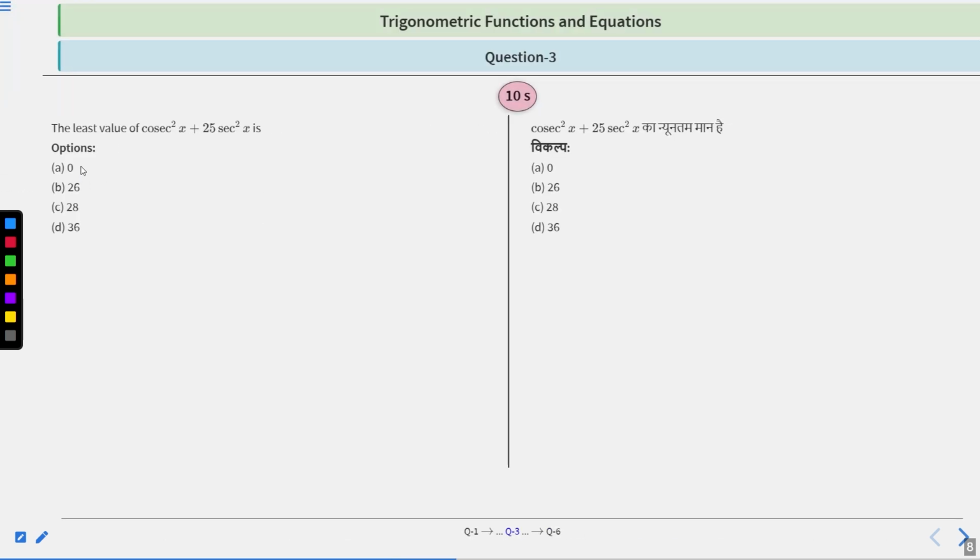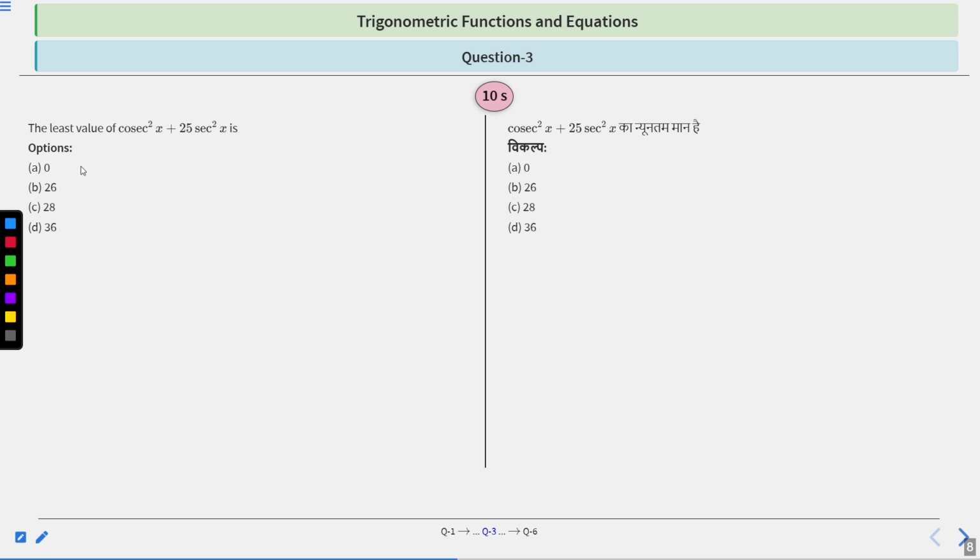Now let's move to the next question, question number 3, which says: the least value of cosec square x plus 25 sec square x is. The least value of cosec square x plus 25 sec square x is.